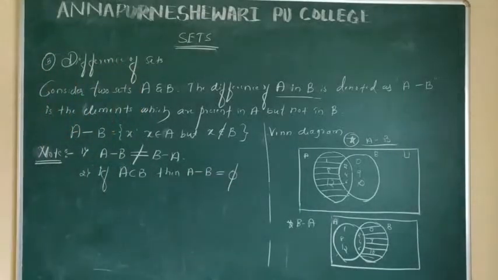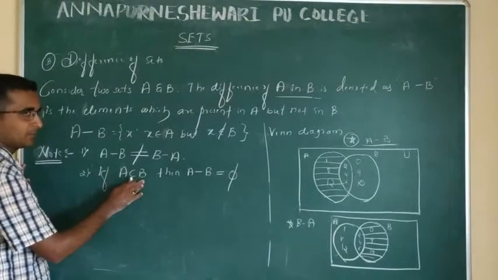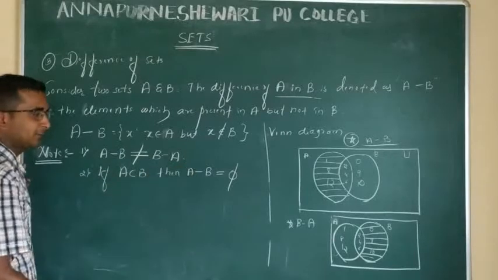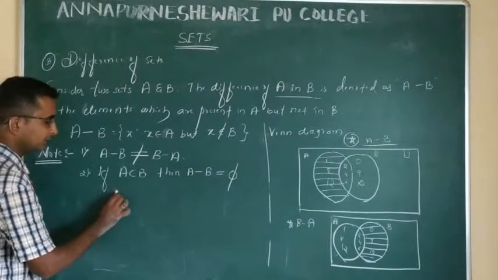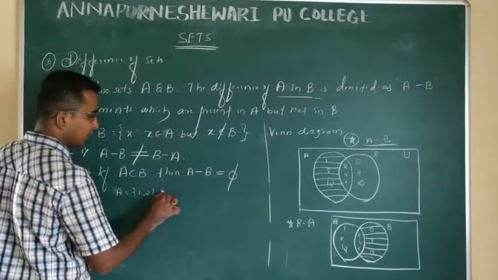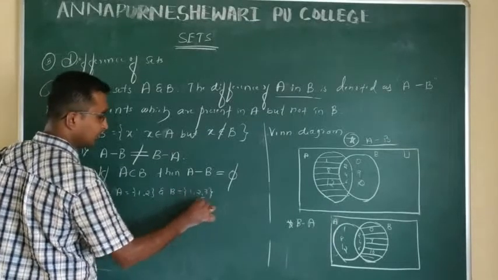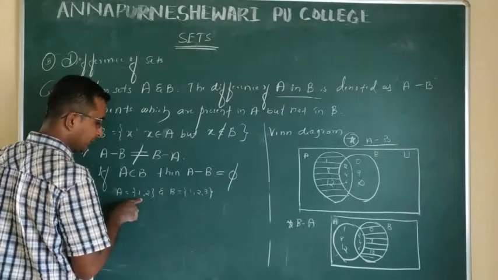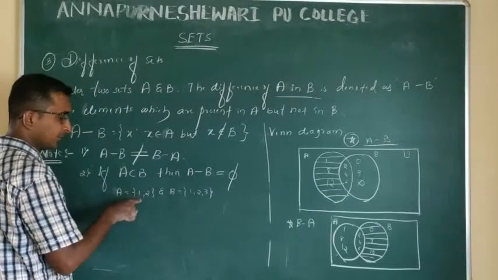The null set. If A is a subset of B, it means we take the elements which are present in A but not in B. So what will our A minus B be? Look here. If I take an example, simply, A equal to 1, 2 and B equal to 1, 2, 3. What is A subset of B?